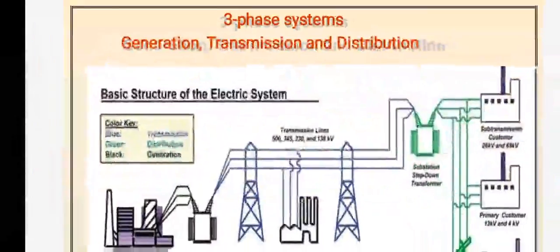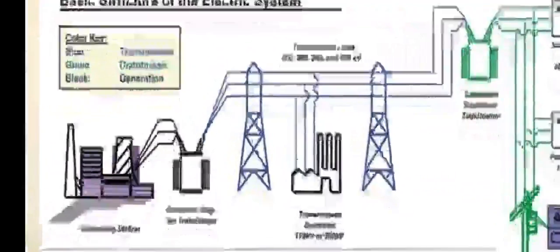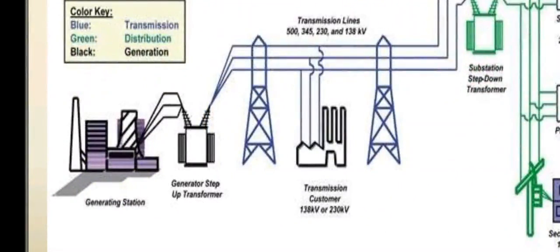So this is the diagrammatic representation of a three-phase system, where we have a generating station with a generator. It generates the corresponding AC voltage. Then it is given to a transformer. There are two types of transformer: step-up transformer and step-down transformer.